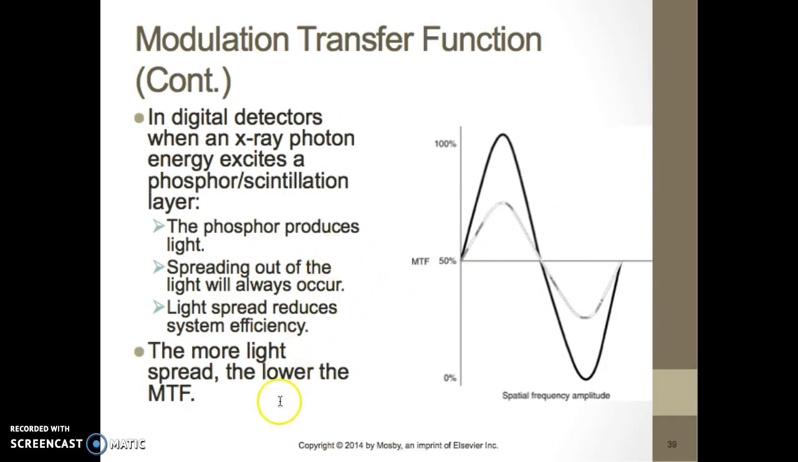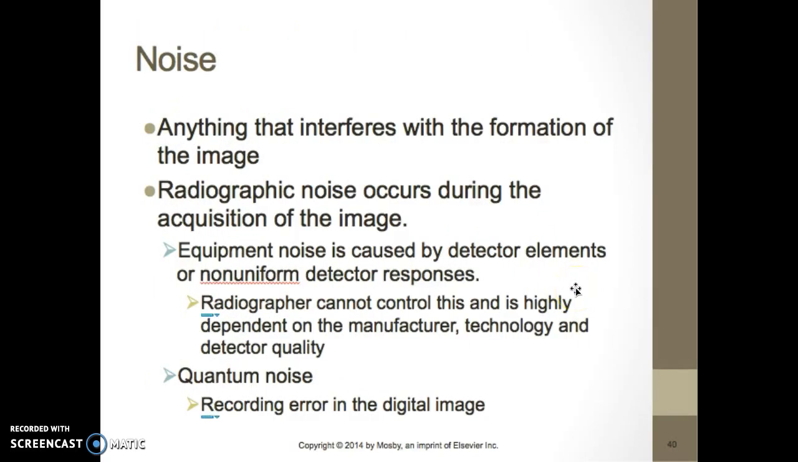So in digital detectors, when X-ray photon energy excites a phosphor or scintillation layer, the phosphor produces light. The spreading out of the light will always occur. Light spread reduces the system's efficiency. So the more light spread, the lower the MTF. As you can see here, we have 100%, so this is a 1. You see real dramatic here, and this is real small here.